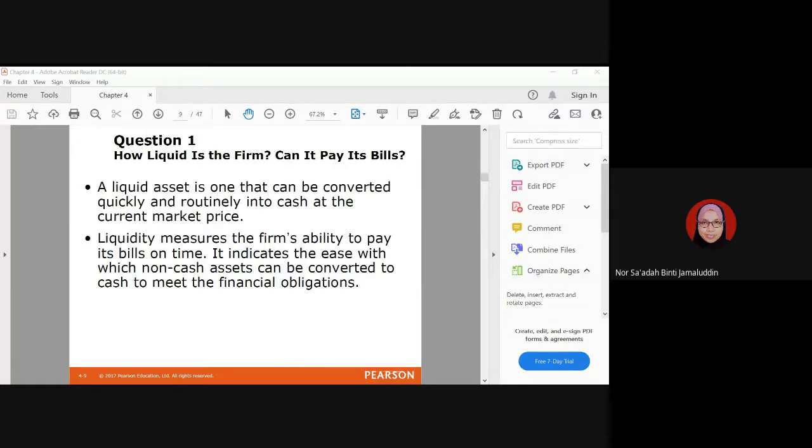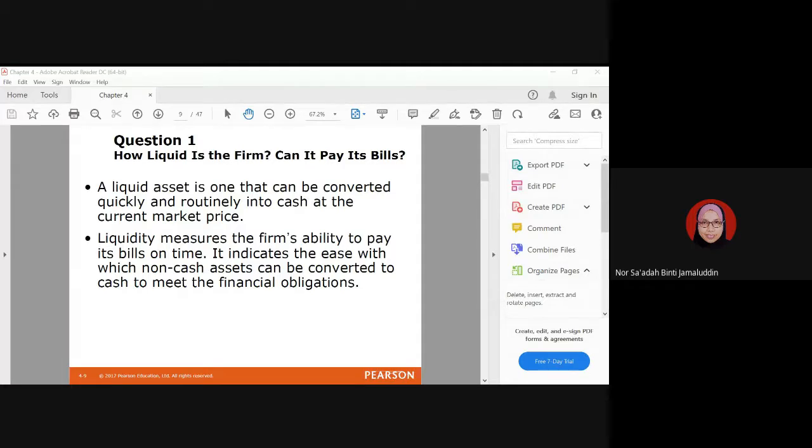Okay, the process of buy and sold, dia maksudnya berjalan sesuai dengan barang yang kita ada. So kalau tak ada, kita beli. Kalau ada, bila orang nak beli, kita boleh jual. Itu adalah salah satu contoh lah. One of the examples of liquid asset is inventory, because the inventory can be converted quickly and routinely into cash at the current market price.